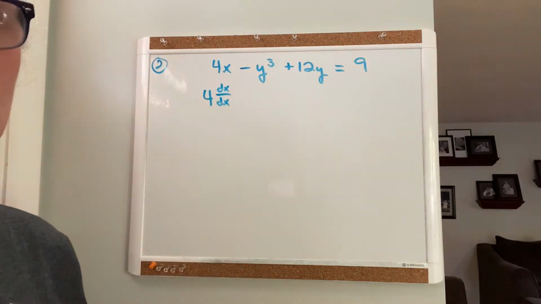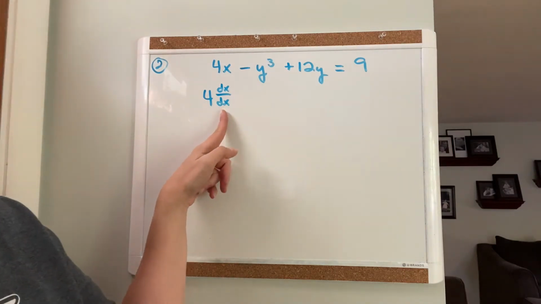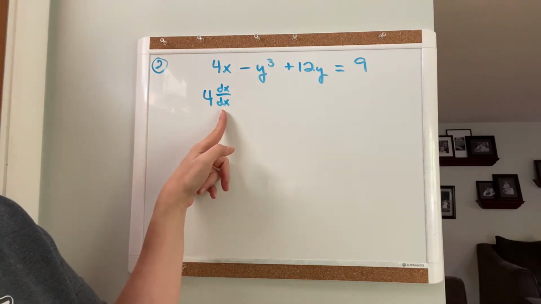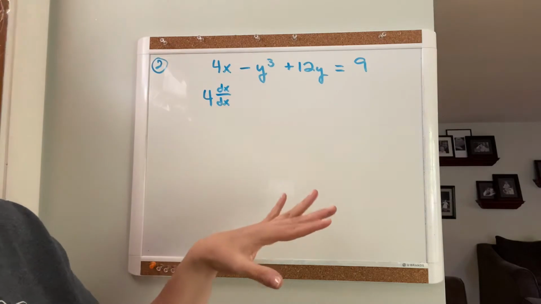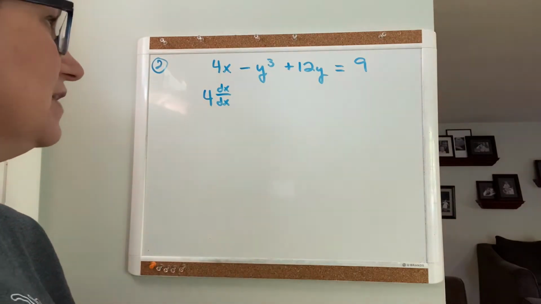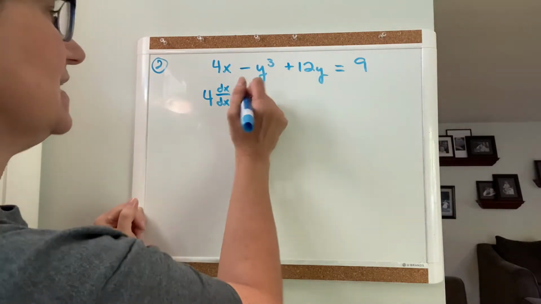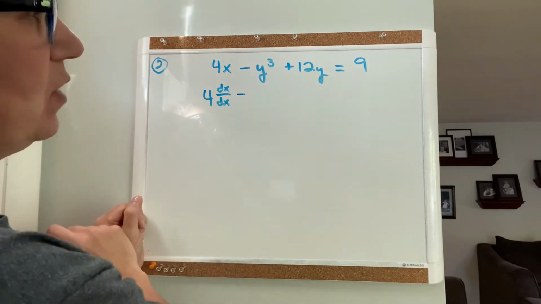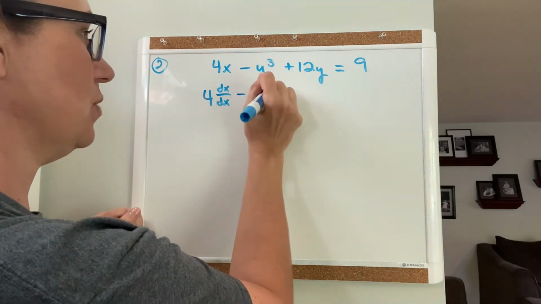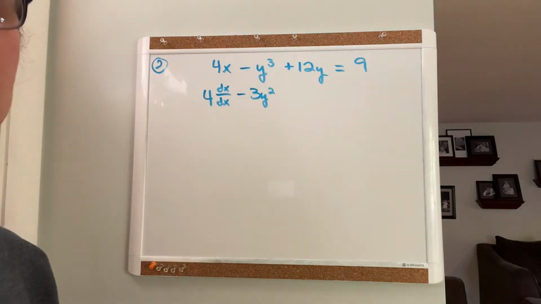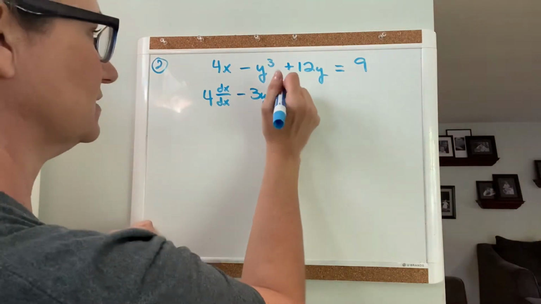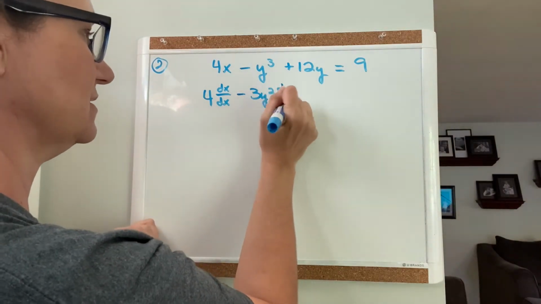Now, as we move forward, you guys can start skipping this step. If you know dx is in the term, you don't even have to write it because it's going to cancel itself out. All right, so the second term, if we take the derivative of y to the third, we get 3y squared, but we're taking the derivative of y with respect to x, so it's dy dx.